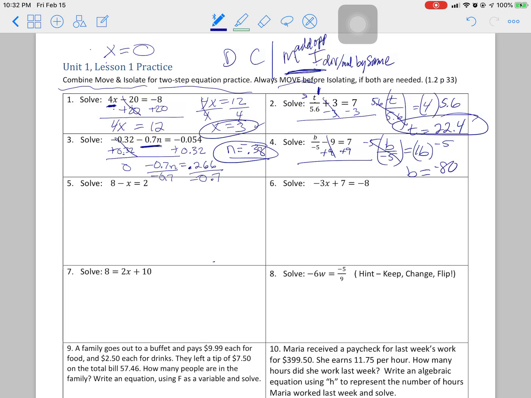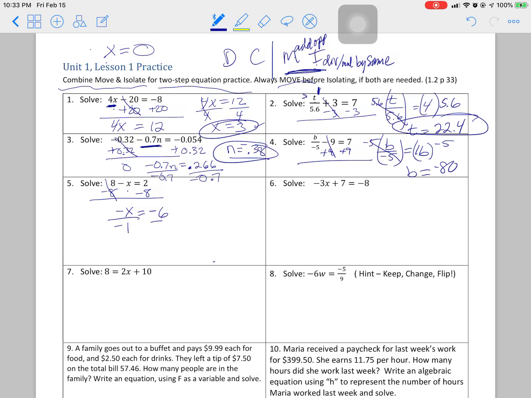I don't know why I squashed these and then these have lots of room, but let's find out. Okay, so there's my x. That means I'm getting rid of the 8 and moving it to the other side by adding its opposite. Do not drop that negative 1 in front of the x. You're not allowed to do that. This is going to get us here.